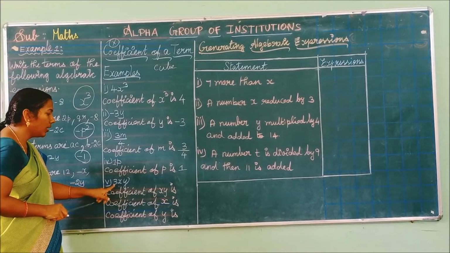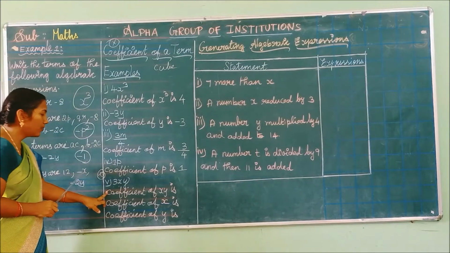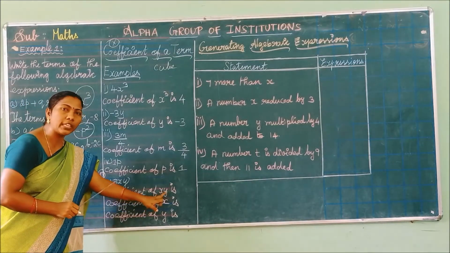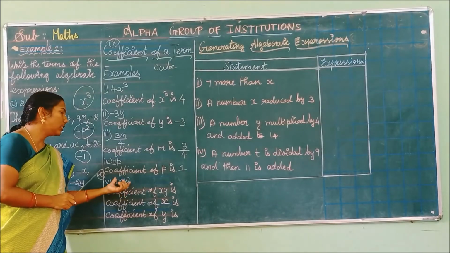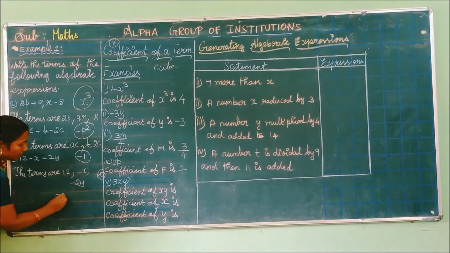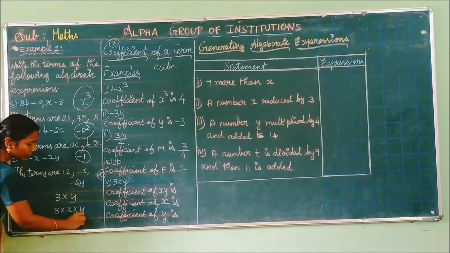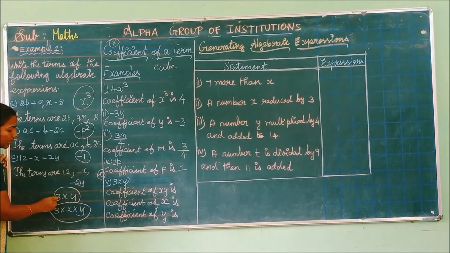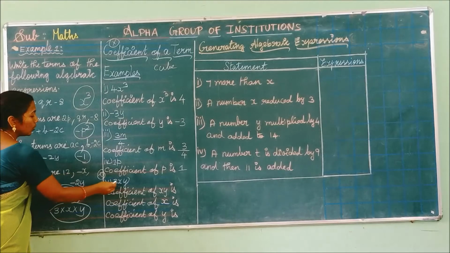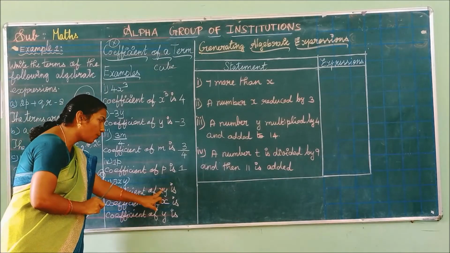This is very important. Listen carefully. 3xy. Now first we are going to write the coefficient of xy. In this expression we have two variables, x and y. What is the operation between 3x and y? Yes, multiplication. 3 into x into y. Instead of writing like this, we write 3xy. This is the correct method to write this. So 3xy. First we are going to write the coefficient of xy.